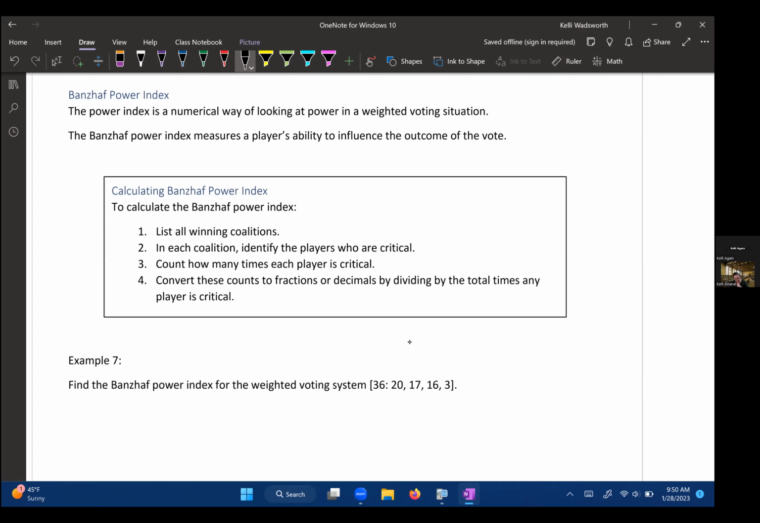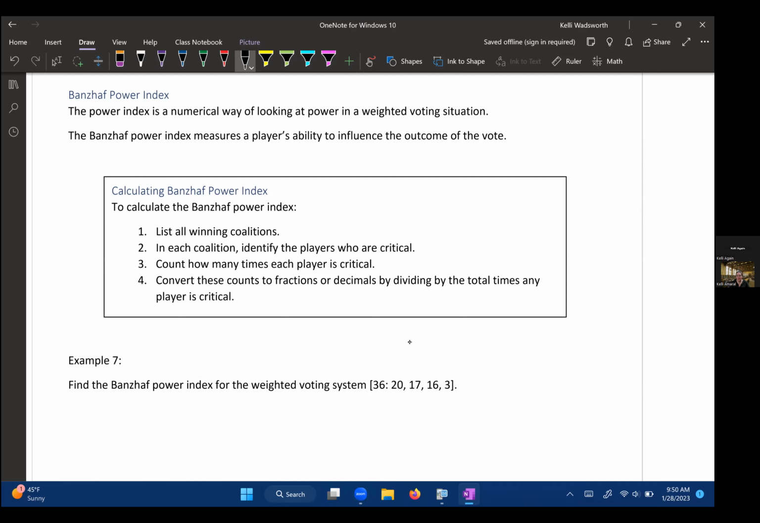And remember that critical players are players in a coalition whose votes are necessary, meaning that if their votes were removed, then the coalition would no longer meet quota. After you've listed all the winning coalitions and identified all the critical players in each coalition, then you count how many times each player is critical. So you say, in all these winning coalitions, player one was critical this many times.